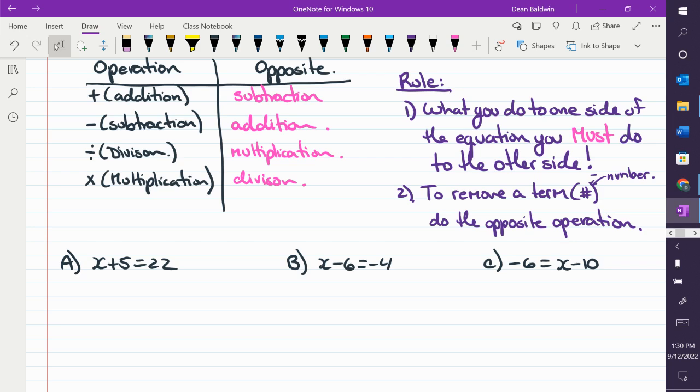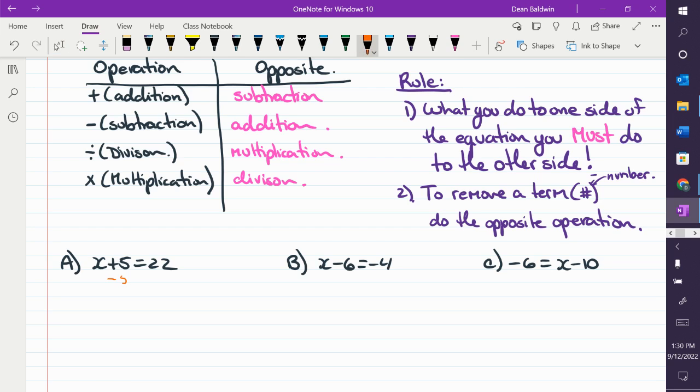All right. So what you do to one side, you have to do to the other side. So for A here, you need to isolate the variable, right? If I say the word variable, what am I talking about? The X. The letter, essentially. But yeah, in this case, the X. Okay. So how do I get rid of the positive 5? Subtract, because it's being added, right? It's X plus 5. So if I want the 5 to go away, do the opposite operation, which is subtraction.